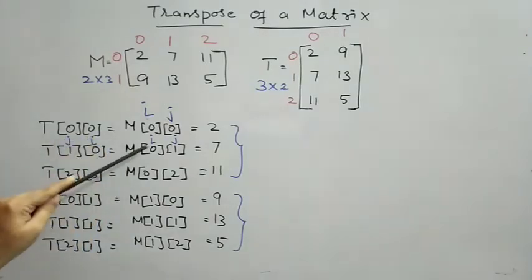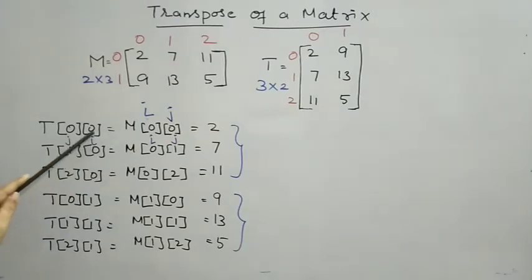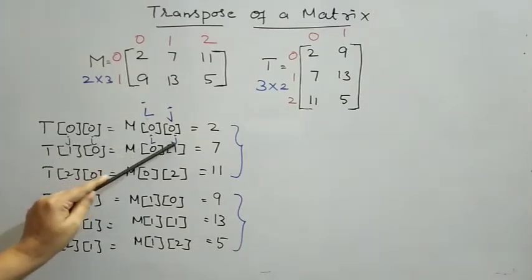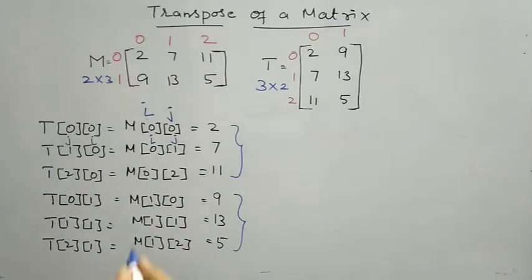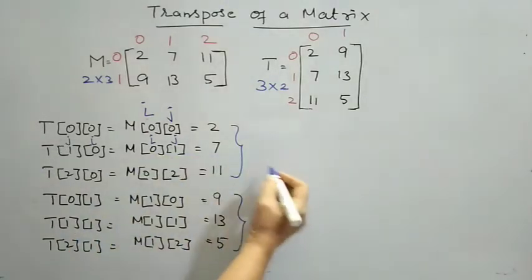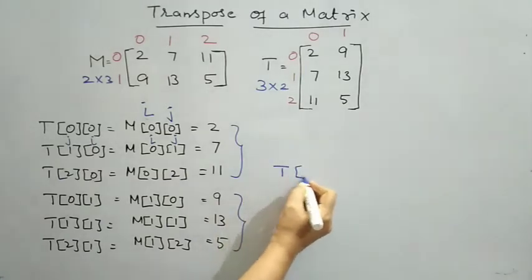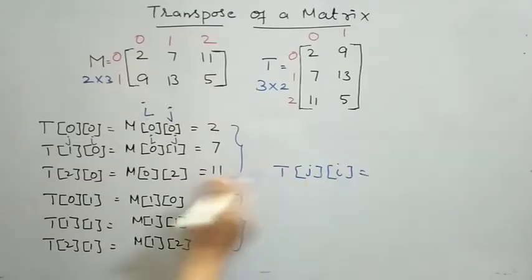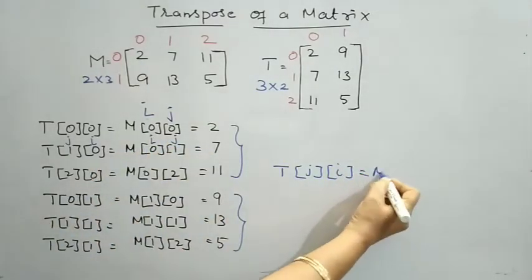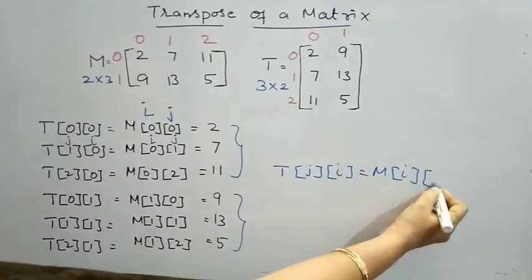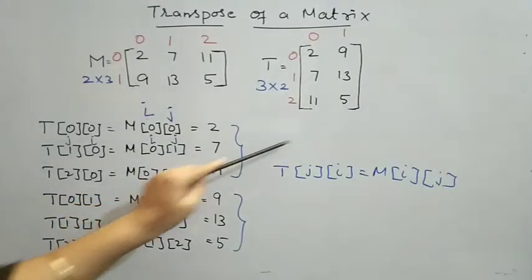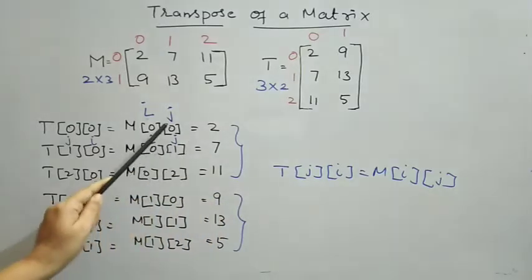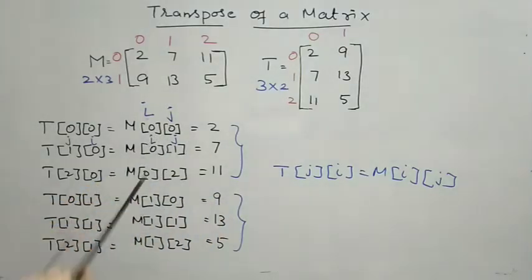So the index position of the row is transposed into the index position of the column, and the index position of the column is transposed into the index position of the row. In general, we may write this as the statement T of J comma I is equal to M of I comma J. Using this general expression, we are able to perform this conversion.